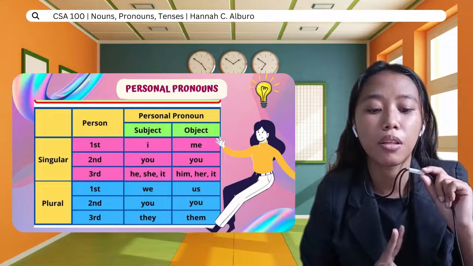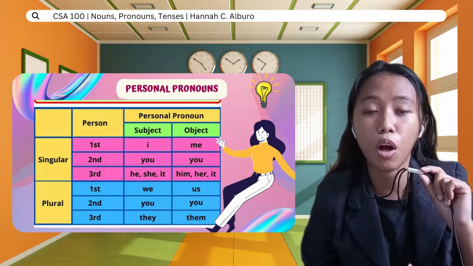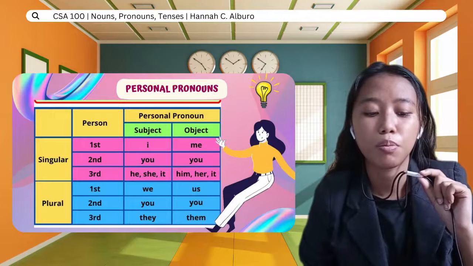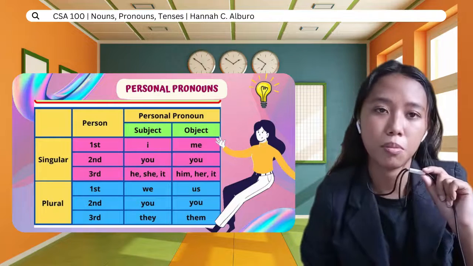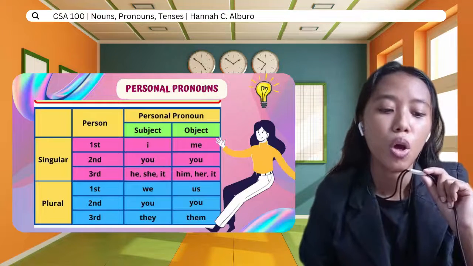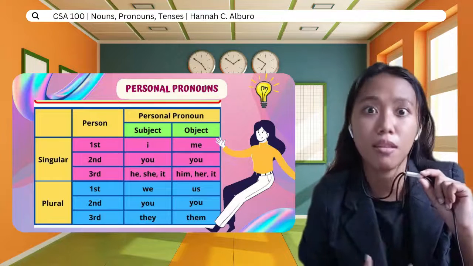Then for the third person singular, we have he, she, it for the subject, and for the object, we have him, her, it. Then for the plural, for the first person, we have we for subject, and us for object. For the second, we have you for both the subject and object. And for the third, we have they for the subject and them for the object.